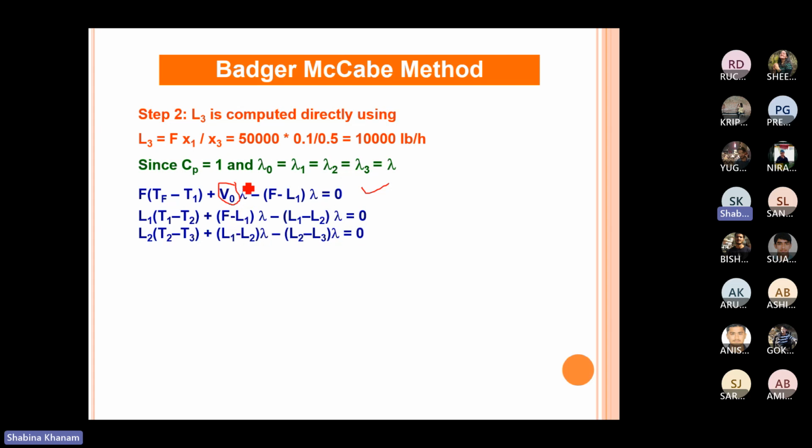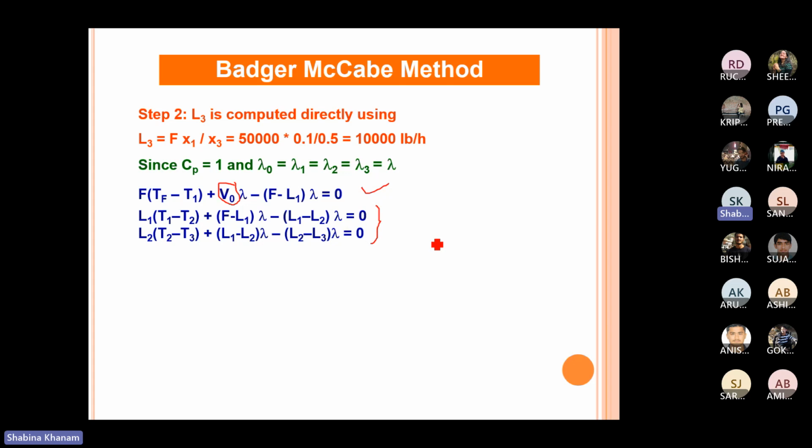Okay, other parameters like T1 you know already, L1 you do not know, and V naught you also do not know. And if you consider these T2, here I have L1 unknown, T1 and T2 I know, F, L1 unknown and L2 unknown. Similarly here I have L2 unknown and L1 unknown and L3 that you know already. So if you consider these two equations, only L1 and L2 will be the unknown quantities over here.